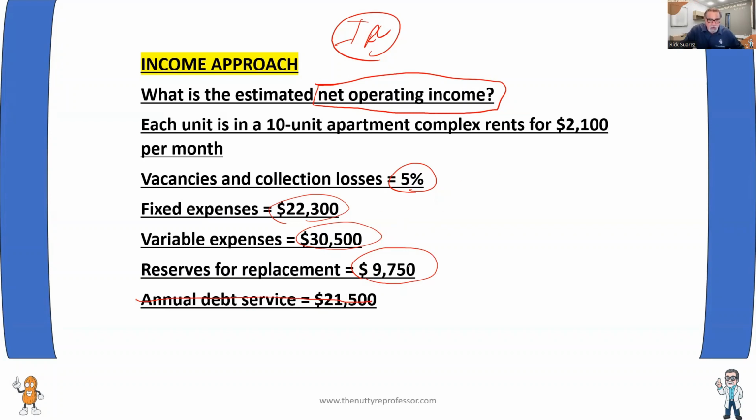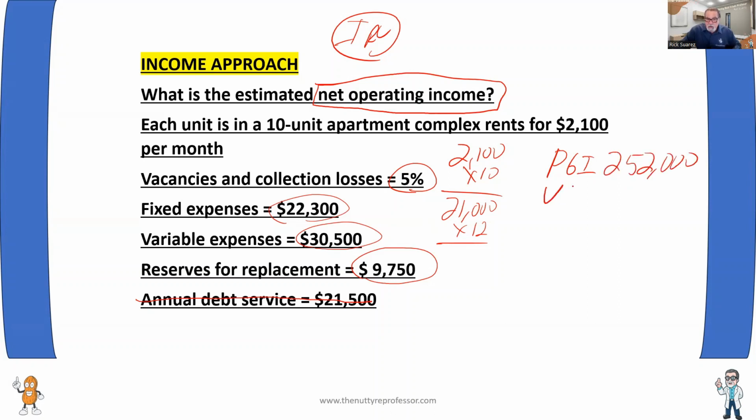So what do we need to do? We need to get 2,100. We're going to multiply that times 10. So 2,100 times 10 is going to give us $21,000, but this is yearly, so I must multiply times 12. So the PGI, or the potential gross income, is $252,000. Now I need to look at vacancies and collections, and they're telling me it's 5%, so multiply times 5%. And that's going to be minus $12,600.